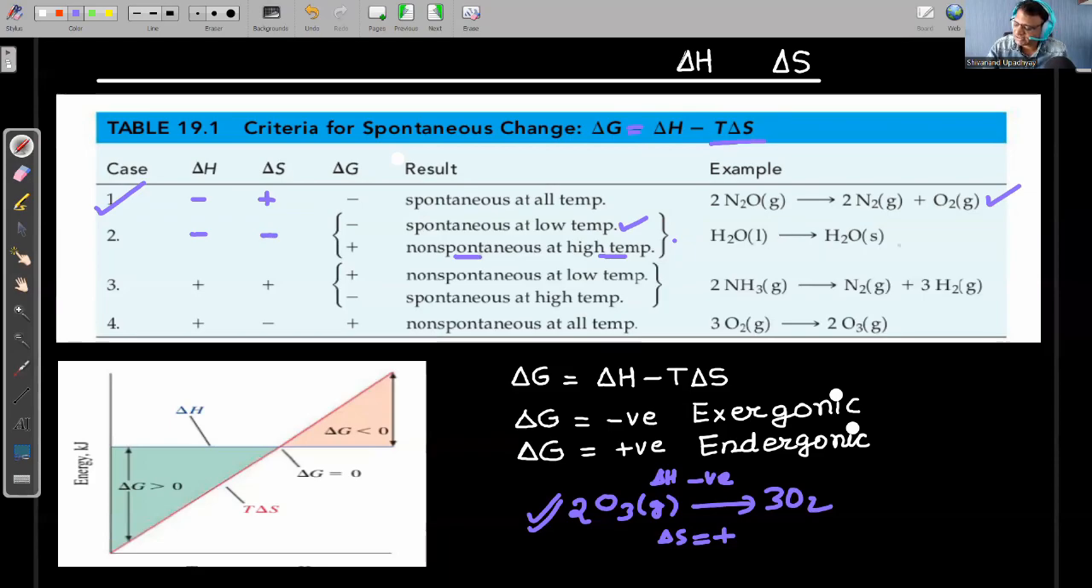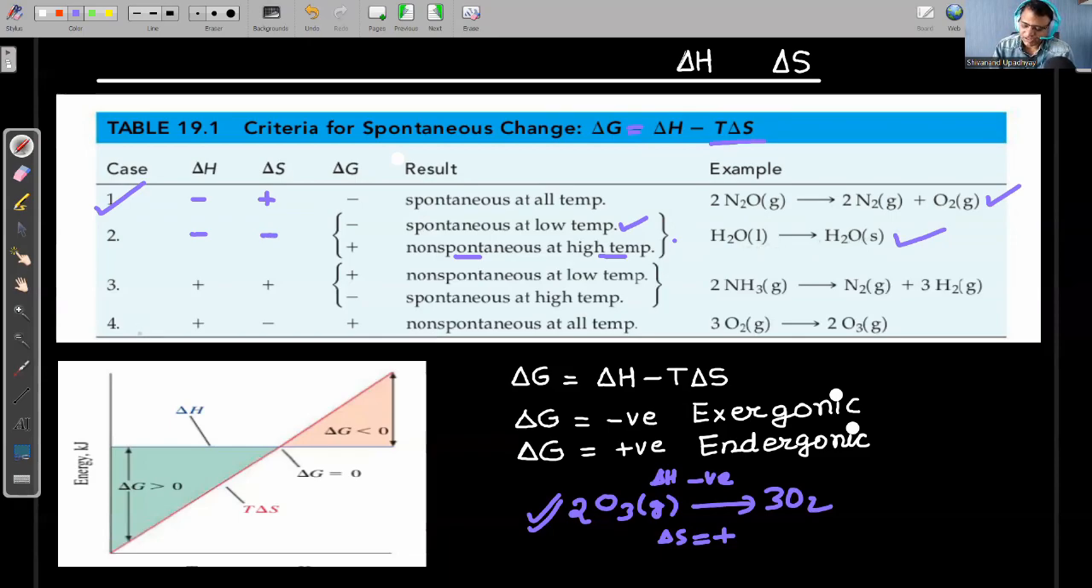So the example is very simple. We are discussing freezing of water. Freezing of water is spontaneous at low temperature, but freezing of water is non-spontaneous at higher temperature. So a very simple example. You can make many examples based on these concepts.